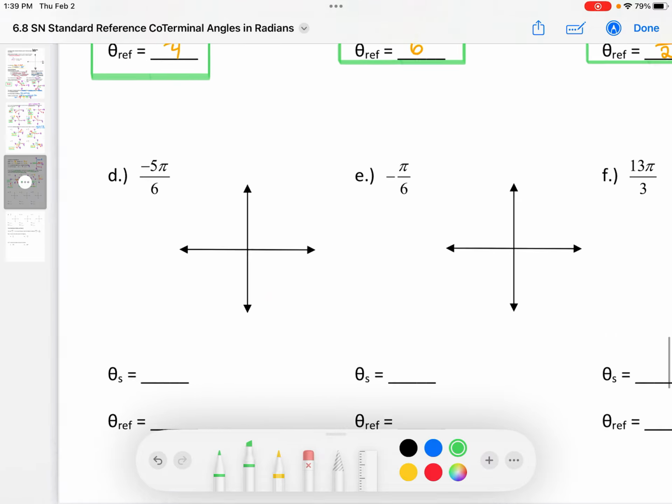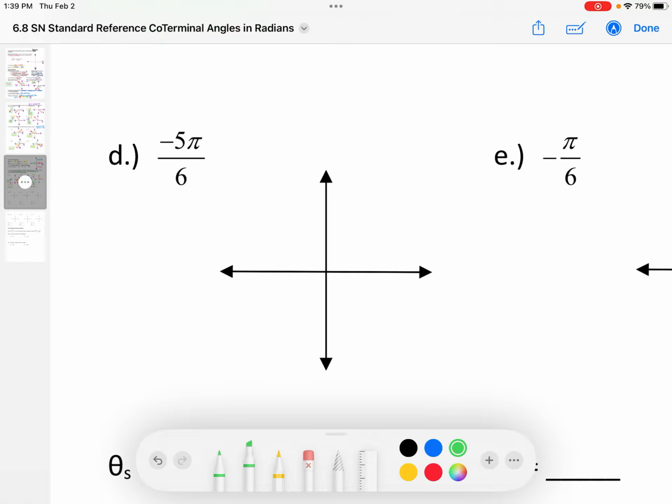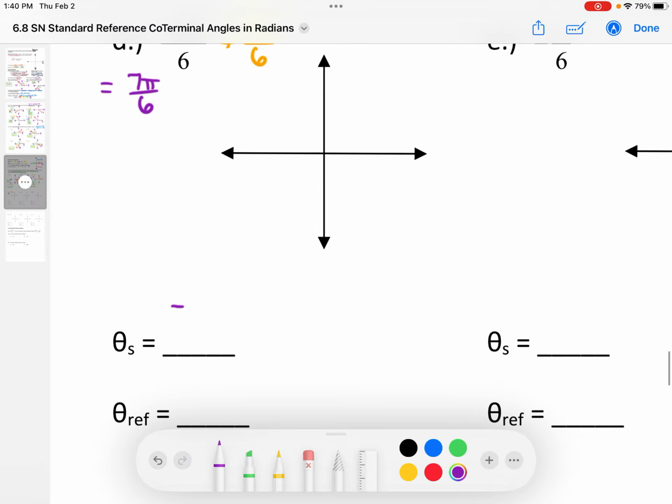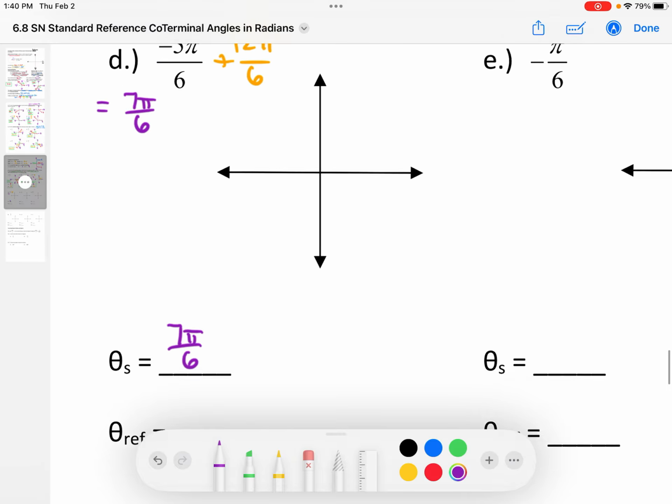So let's look at D. We have a negative angle, so we know automatically we're going to have to adjust it. We need to add 2 pi. So with a denominator of 6, that's going to be 12 pi over 6. That means our angle is coterminal with 7 pi over 6. 7 pi over 6 is between 0 and 2 pi. So that will be our standard angle, 7 pi over 6.